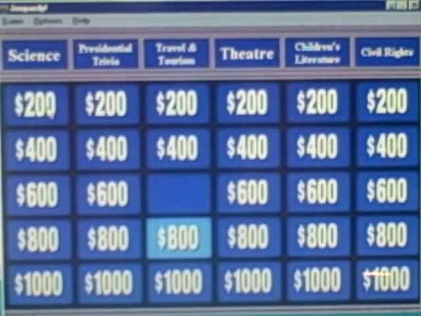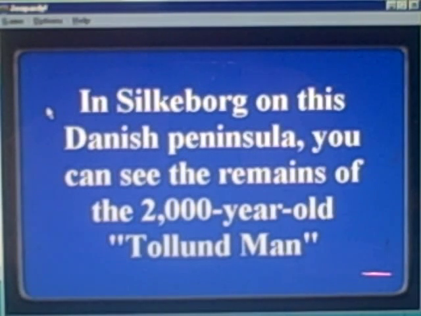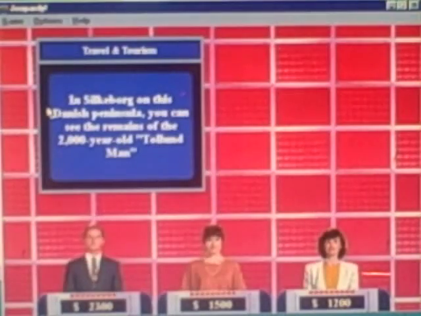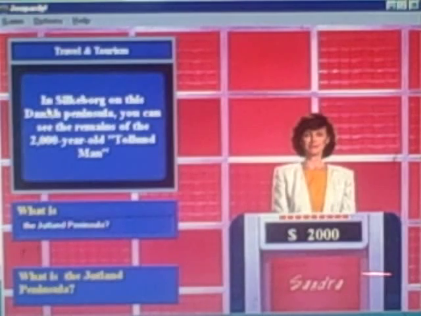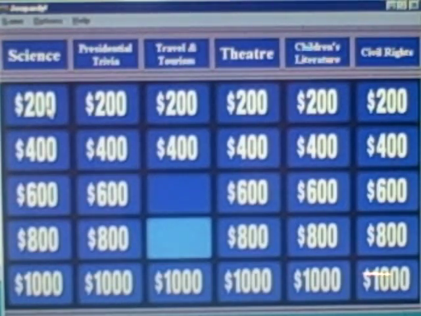Travel and Tourism for 800. In Silkeborg, on this Danish peninsula, you can see the remains of the 2,000-year-old Tollund man. Contestant number 3: What is the Jutland Peninsula? You are correct.